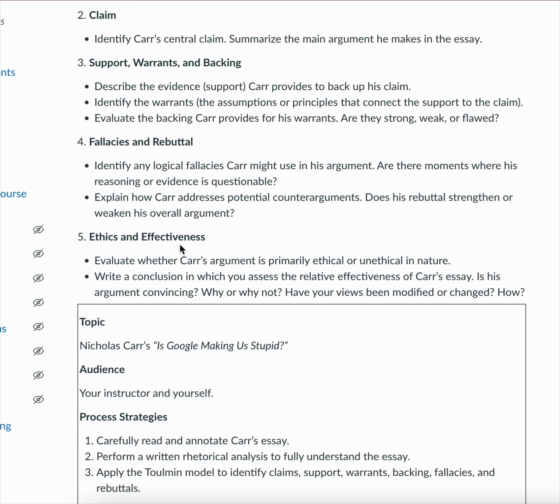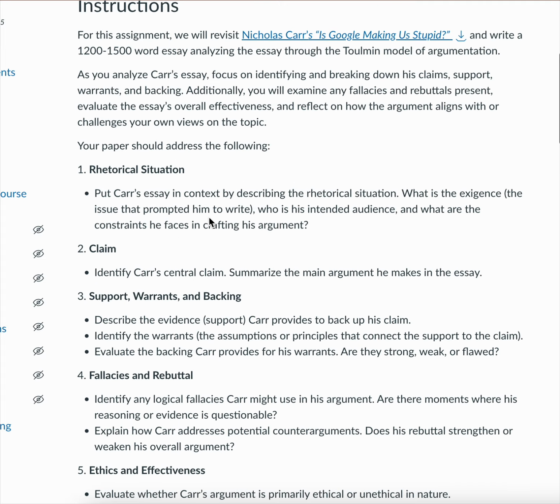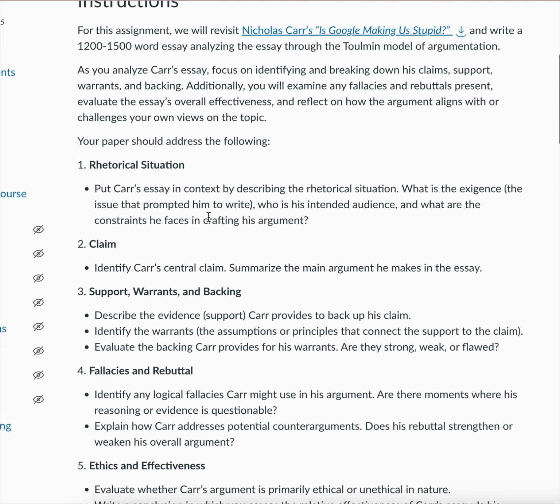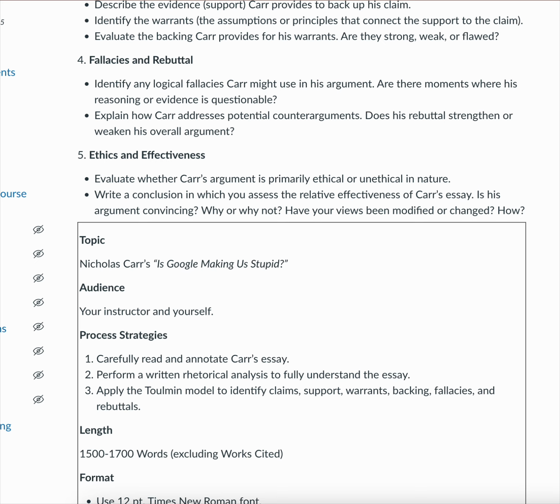Ethics and effectiveness. In this section, you evaluate whether Carr's argument is ethical. Is he trying to manipulate the reader, or is he presenting a fair and thoughtful case? Then you'll give your final verdict. Is his essay persuasive? Did it change your view, make you think differently, etc.? So be as honest as you can in this section. Now, of course, we want to maintain an academic tone, so it's still going to be in third-person perspective.